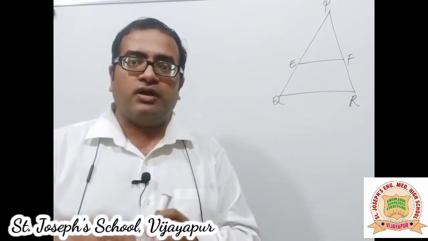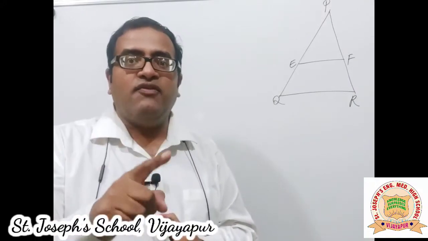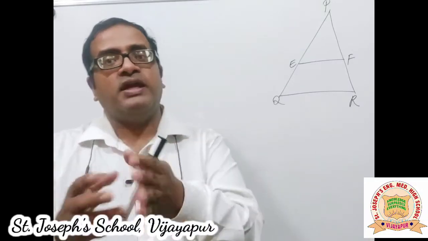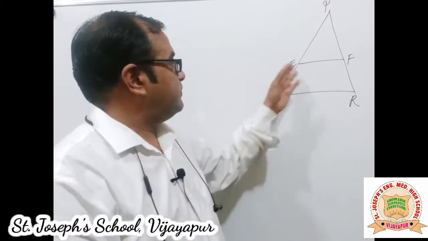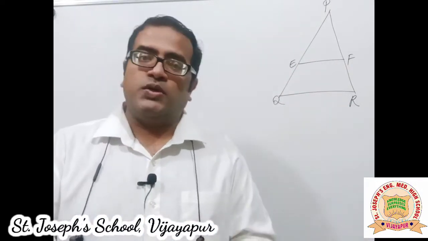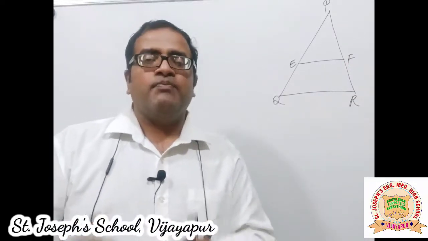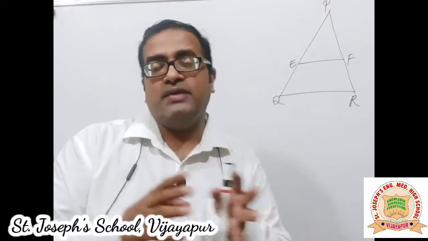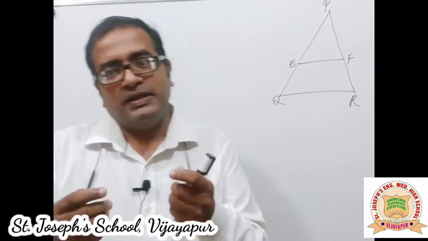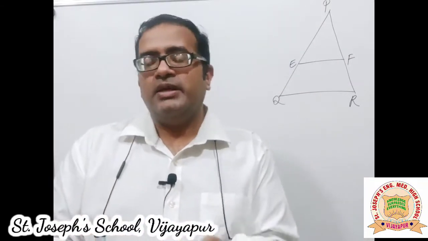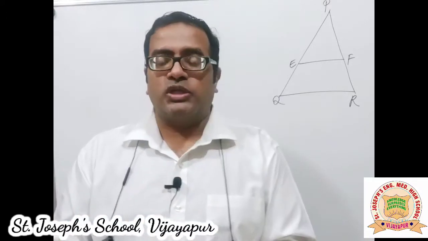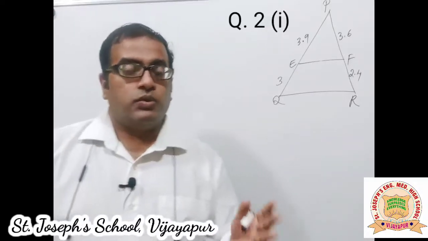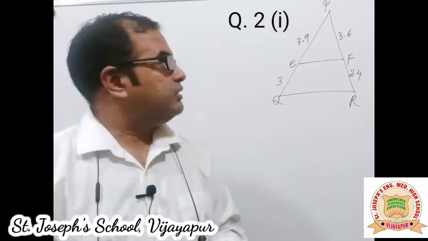We need to check for the corresponding values if they are proportional. If the sides are proportional, we can bravely say that EF is parallel to QR. So let us see, there are 3 sub questions in which case this becomes parallel and in which case it is not parallel. The very trivial idea is going to be the sides should be proportional. Let us check the proportionality. So here we go. First sub question.